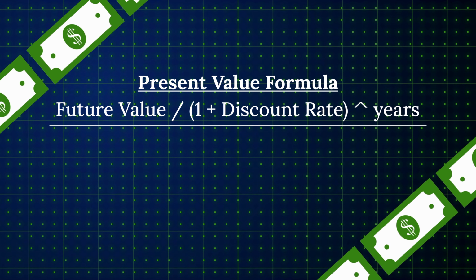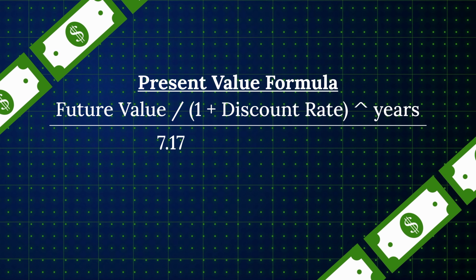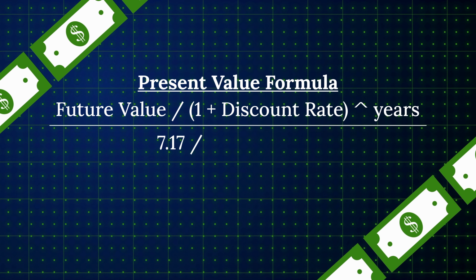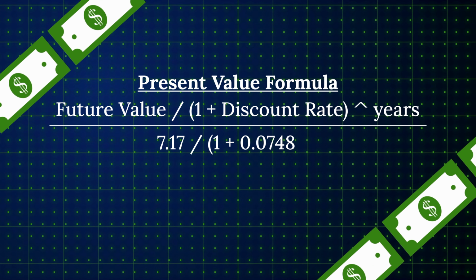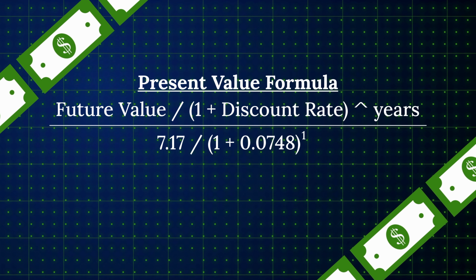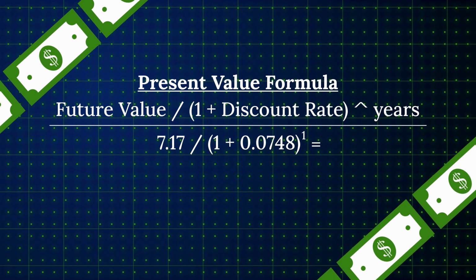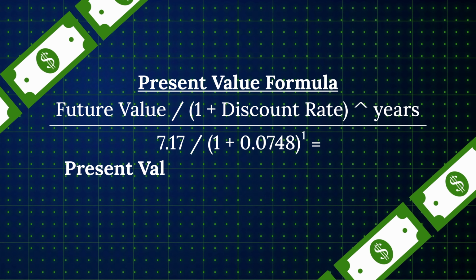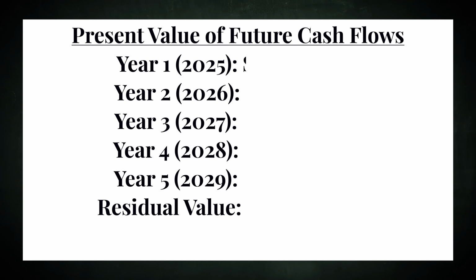Let's start with year 1. The future value is 7.17. So we're going to take this number and divide it by, open parentheses, 1 plus our discount rate in decimal format, close parentheses, raised to the power of 1 because this is year 1. Plugging this into a scientific calculator yields a value of a rounded $6.67 billion. So this is our present value for year 1.